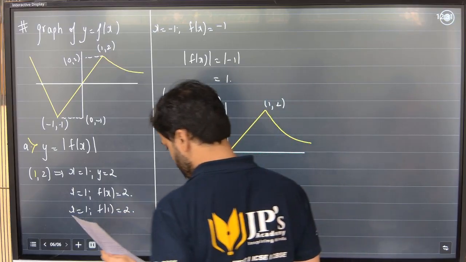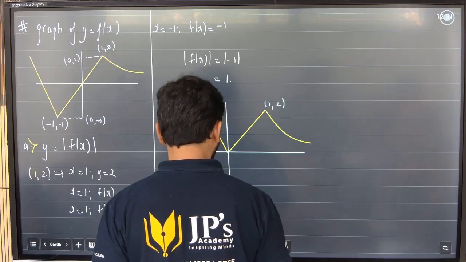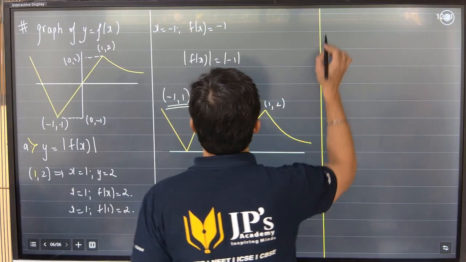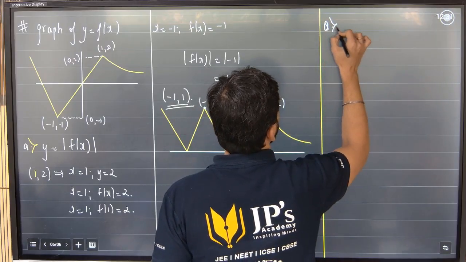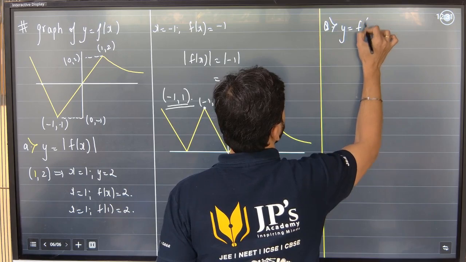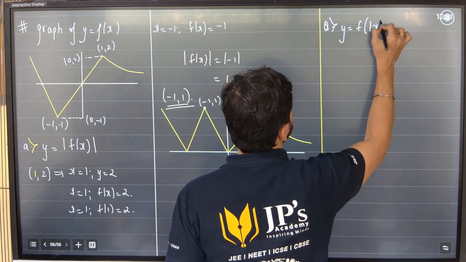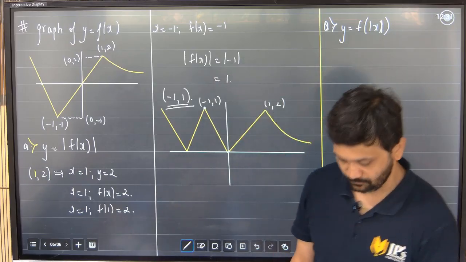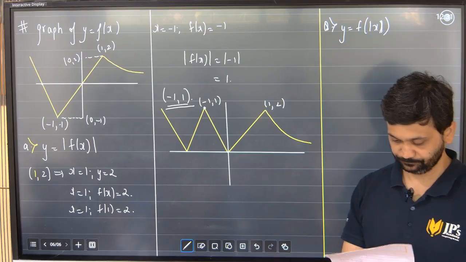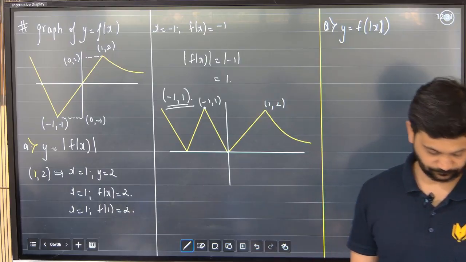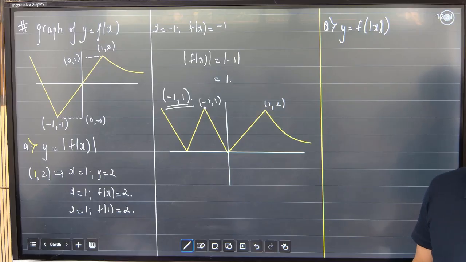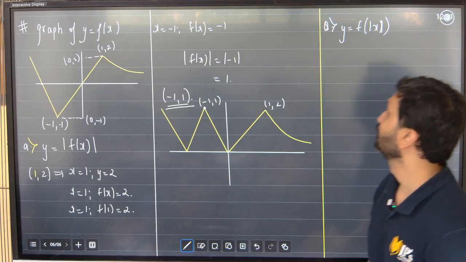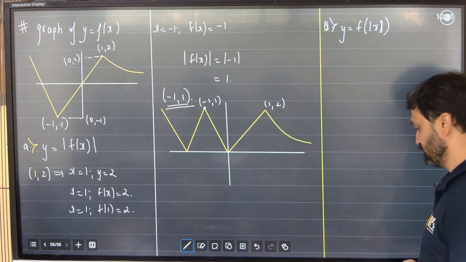If you have understood this, you will tell me the graph for y is equal to f of mod x. Please start. Y is equal to f of mod x. Come on. Y is equal to f of mod x. Come on, I want everyone to try this.